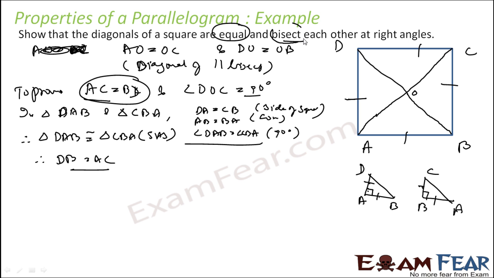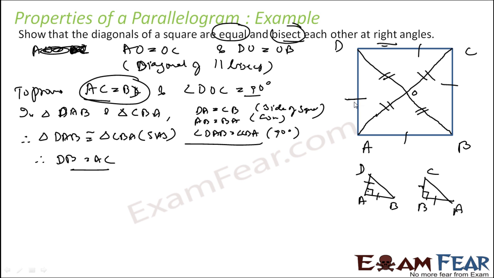Bisect is by default. And now we have to prove that they are at right angles, that is, DOC is 90 degrees. That is pretty easy to prove. Now we have proved that AO is equal to OC is equal to DO is equal to OB. Why? Because AC is equal to DB, which we have proved, and AC by 2 is AO, AC by 2 is OC, DB by 2 is DO, and DB by 2 is OB.